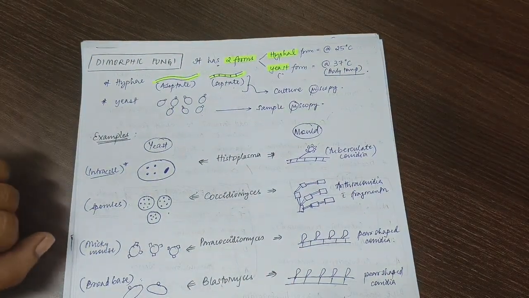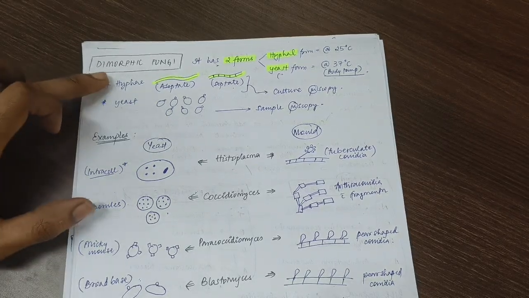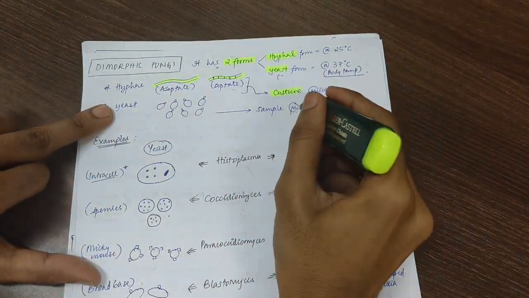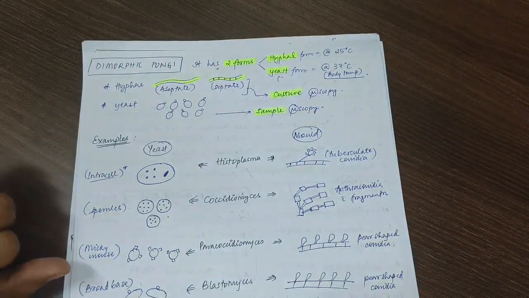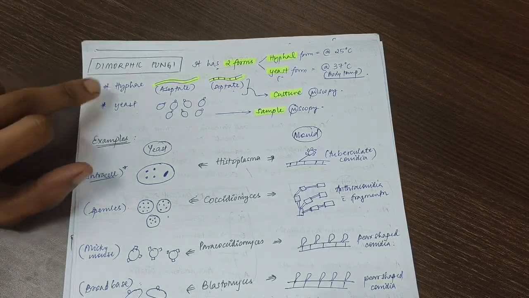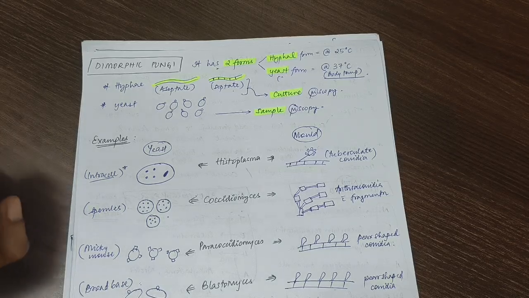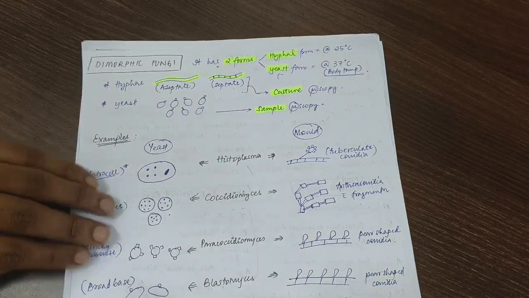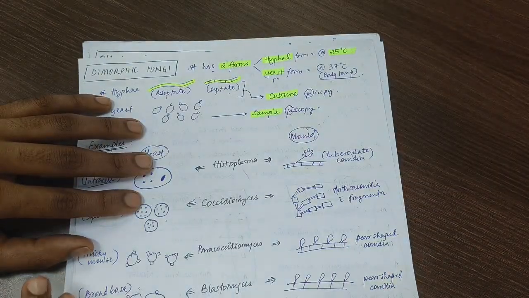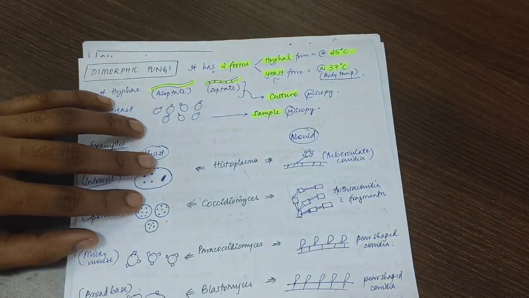Simple. Then yeast form. In the yeast form, you are going to see yeast-like organisms. So basically, these hyphal forms you are going to see in the culture, whereas yeast forms you are going to see in the sample. In the sample, if you do the microscopy, these yeast forms are seen. But the hyphal forms, you culture, and then only you see them in culture microscopy. The hyphal form forms in the cold temperature, that is 25 degrees Celsius, whereas the yeast form in body temperature, that is 37 degrees Celsius.